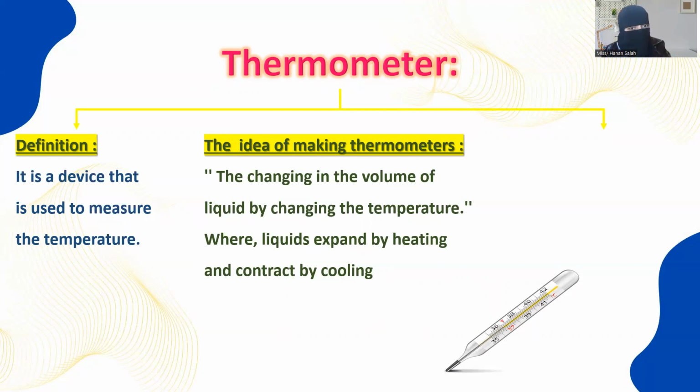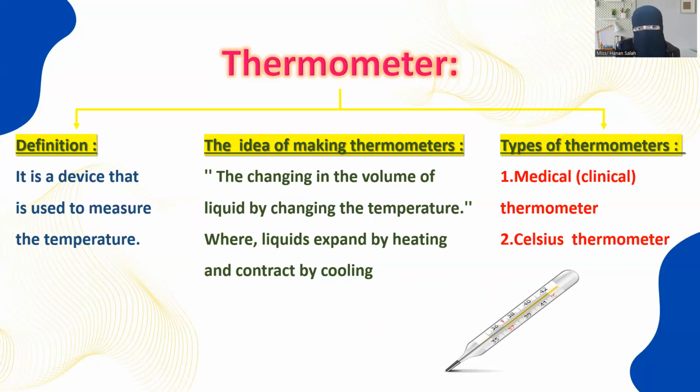I can use the medical thermometer or the Celsius thermometer, the types that we studied together, by changing the volume of the liquid. The volume will change by changing the temperature. So it will expand by heating and contract by cooling, going up and down, up and down. That is the idea of the thermometer. So what are the types that we studied? We studied 2 types, the medical or clinical thermometer and the Celsius thermometer.